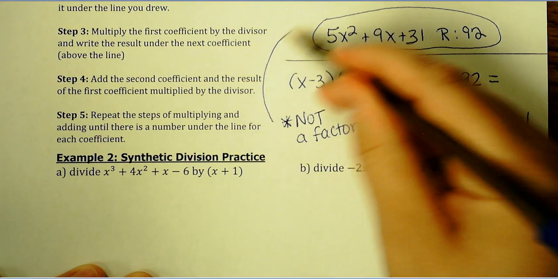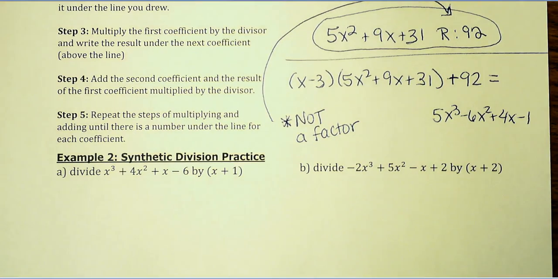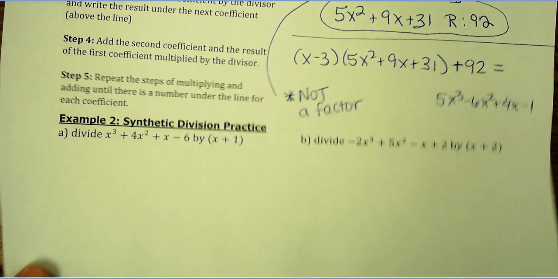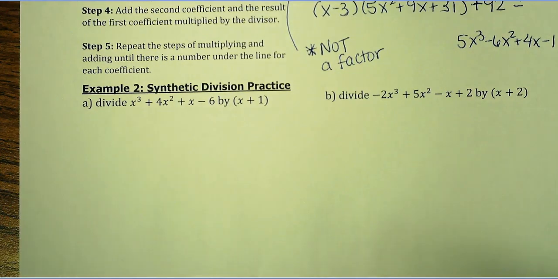So anytime you have a remainder, whatever you divide it into your polynomial is not a factor. So if you want to have a factor, it has to have a remainder of 0. Alright, so let's try this again.